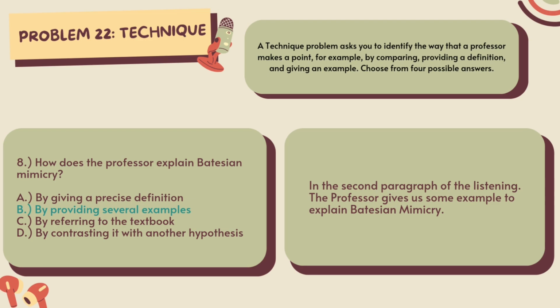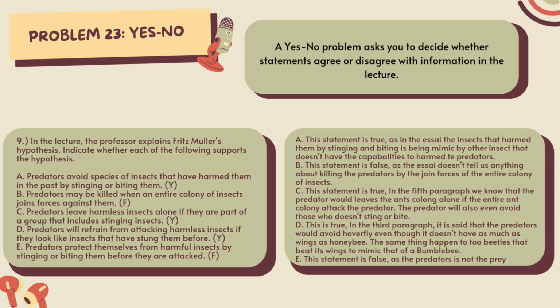How does the professor explain Batesian mimicry? A. By giving a precise definition. B. By providing several examples. C. By referring to the textbooks. D. By contrasting with another hypothesis. The answer is B, because in the second paragraph of the listening, the professor gives us some examples to explain mimicry. Problem 23. Yes or no.